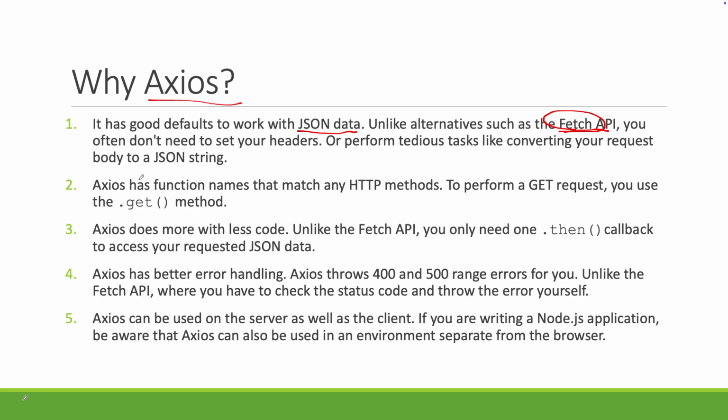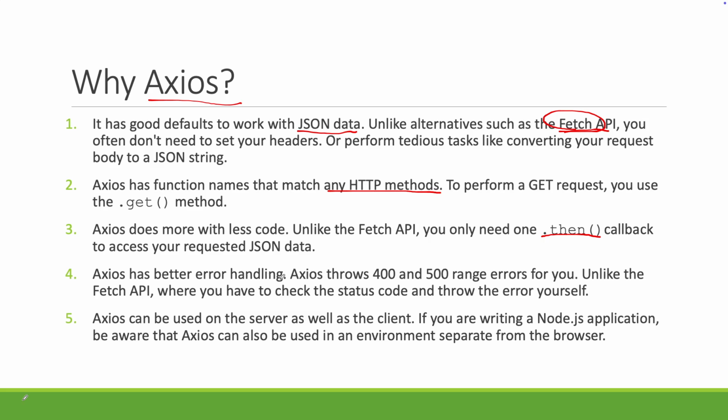Axios also has a function name to match any HTTP request method. If we want to use get, we have .get. If we want to use post, we have .post. But for the Fetch API, you have to use the options, which has a method, like get or post. Axios does more with less code. Unlike the Fetch API, you only need one then callback to access the response JSON. But for fetch, you have to use two steps.